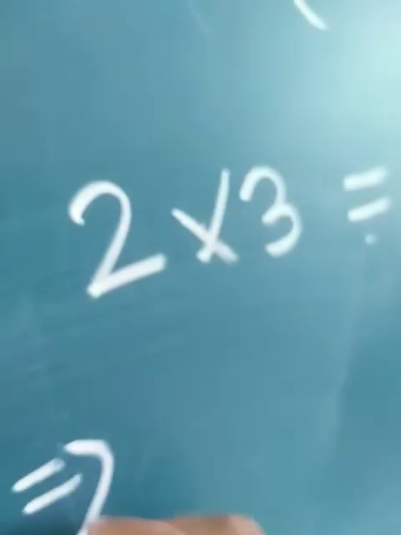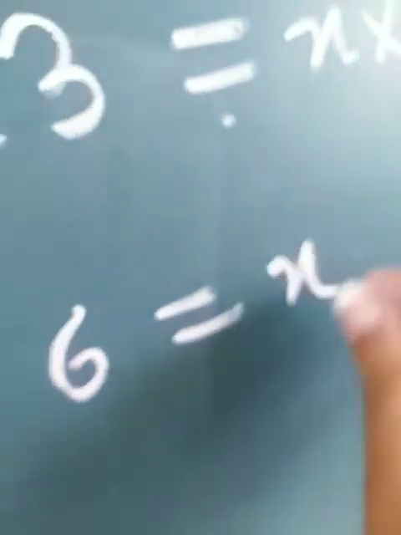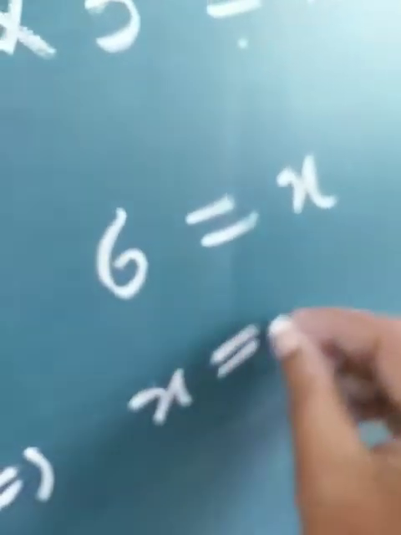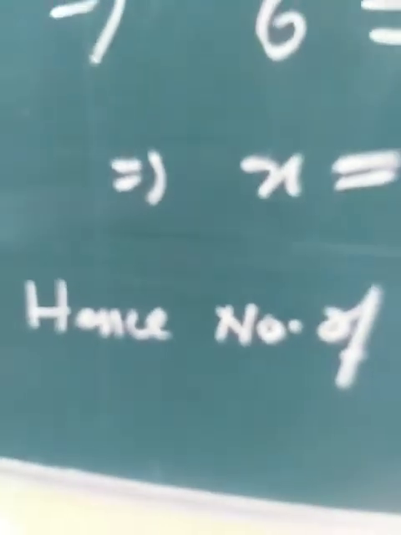Now the solution: 2 into 3 is what? 6. And what is the solution of x into 1? It is x. So the value of x is 6. So how to conclude the sum? Hence, the number of days required is 6 days. This is how we'll conclude sum number 1 of question number 10.